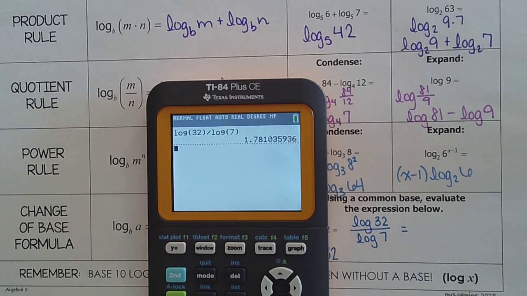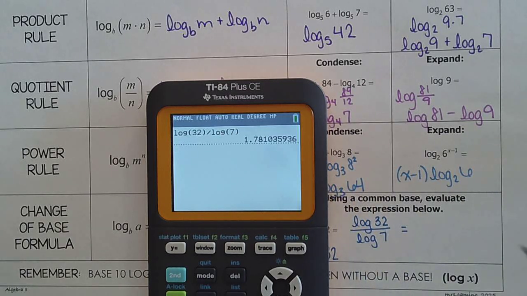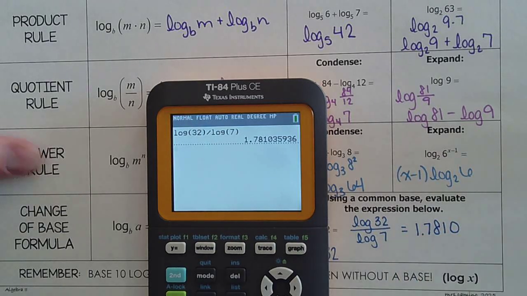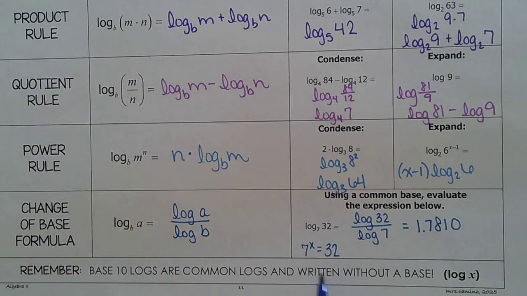These are often irrational numbers. That means this decimal keeps going with digits forever. We don't actually know how much it is. We have to round. 1.7810 is what I'm going to put it at, which makes sense because 7 to the 1 would be 7 and 7 to the 2 would be 49, and 32 is a little closer to 49 than it is to 7, so it's a little closer to squared than it is to the power of 1. But that's an exponent that we'd never be able to solve for if we didn't have logarithms.